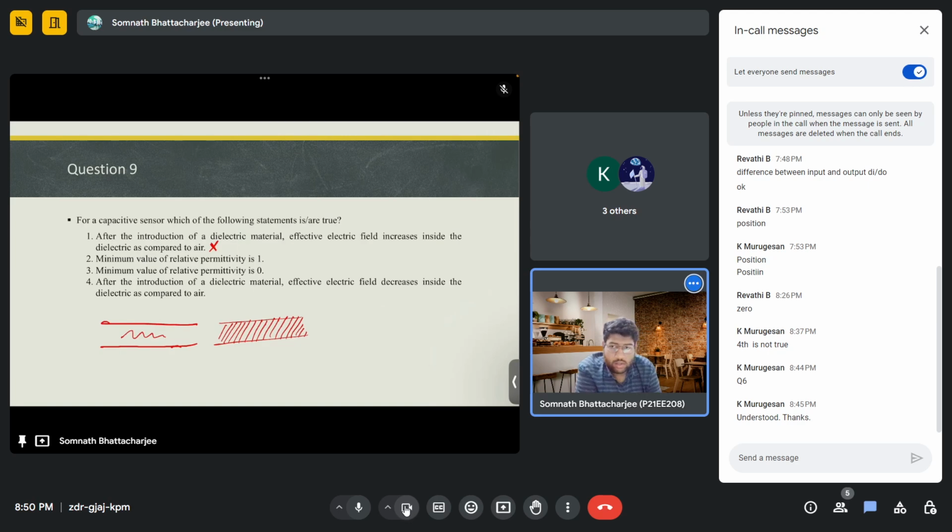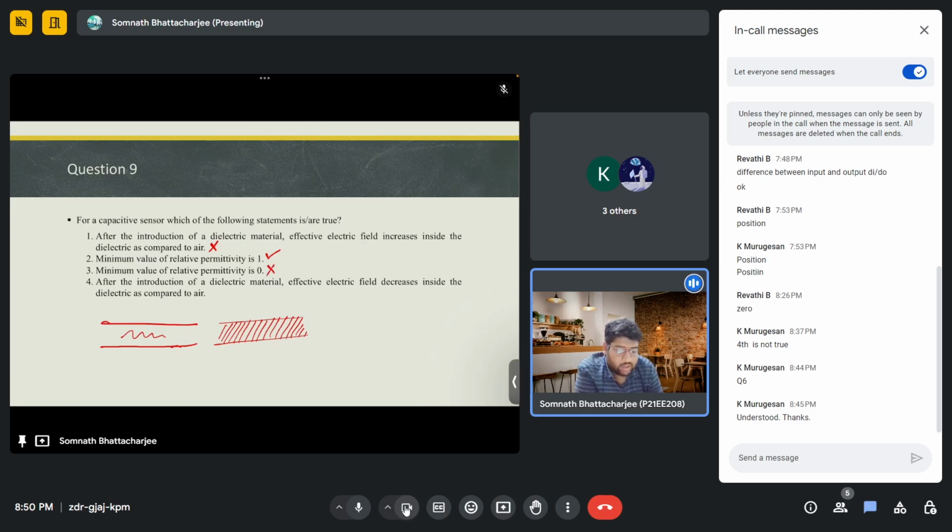It's not. So the minimum value of relative permittivity is 1. Yes, it's a direct relation. The minimum can be 1 because the minimum is the air permittivity. The minimum value of relative permittivity is 0. It can never be 0.